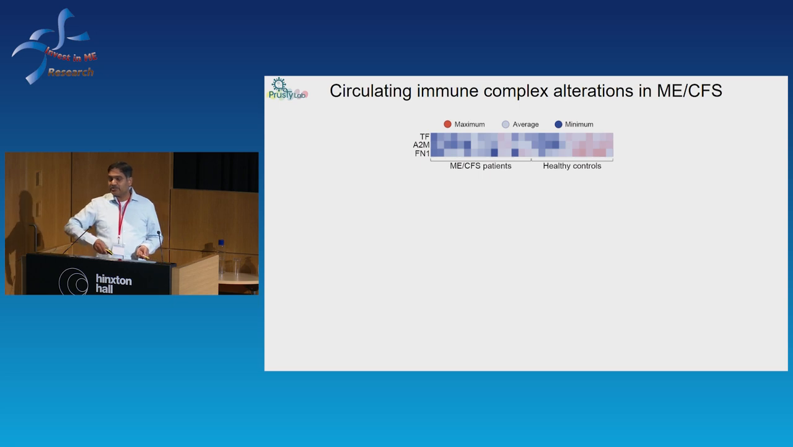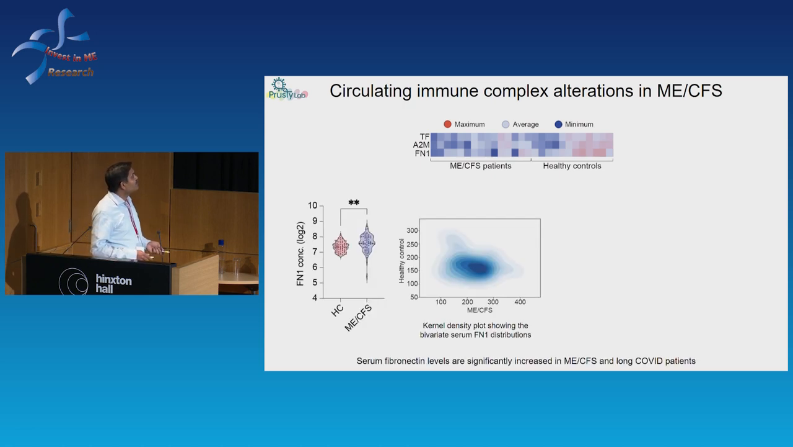Fibronectin is a protein which is very widely or frequently present in the plasma or serum. But it also participates in many different things. One of the properties of fibronectin is to bind to C1 and C3 and do the complement activation when there is a bacterial or viral infection going on in the body. Now, we found that the fibronectin amounts are high in ME/CFS patients.